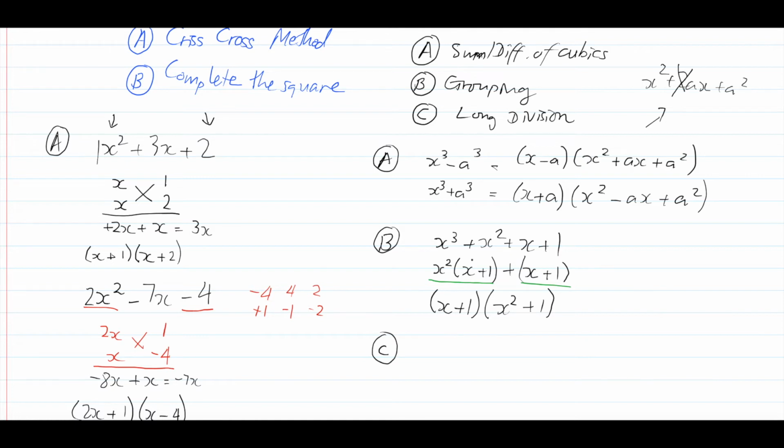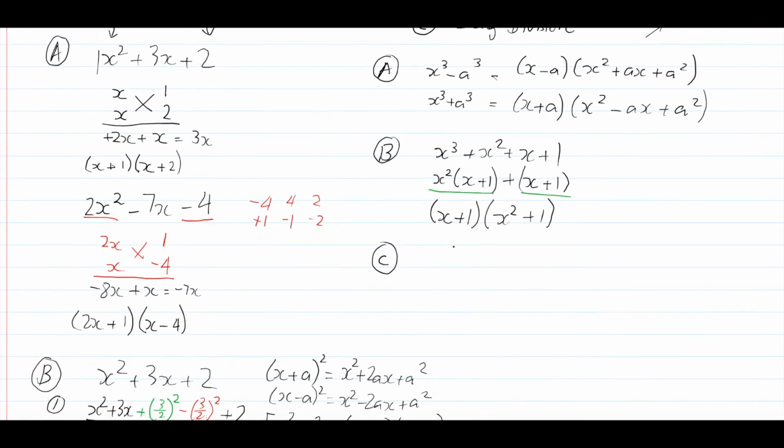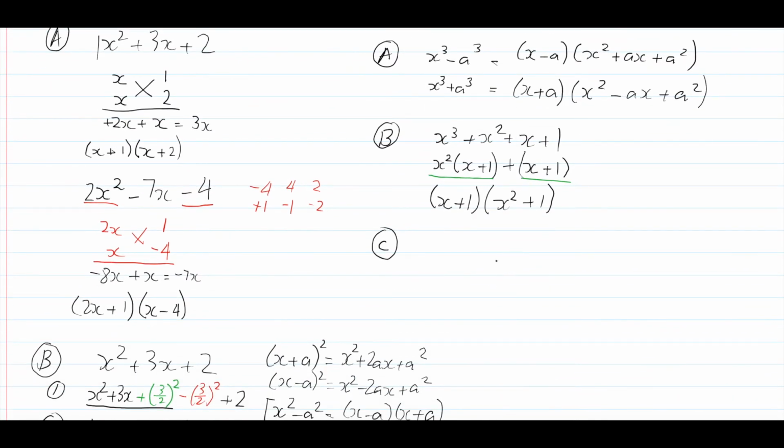So if all else fails, guys, and you can't do any of the first two techniques, you go to long division, which is slightly longer than the other two, but it solves pretty much most, if not all, cubic factorization problems. So with long division, it is split off into three steps essentially. First step is what we call the factor theorem.